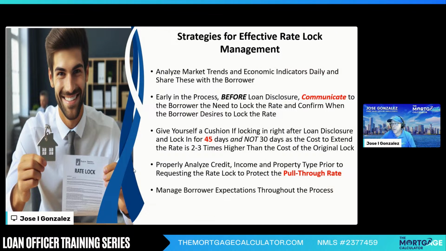Make sure now, again, when you do lock it in, that you've properly analyzed credit, income, property type to protect the pull through rate. Why do I say that? Because if now all of a sudden things change on the file, especially this happens with the income, or the property value comes in different, now the LTV changes or the DTI changes. Maybe it's a DSCR loan. Now you drop from a 1.25 DSCR to a 1 DSCR. Now you have different interest rates or different costs. So again, make sure that you have the file set up properly and it doesn't get torn apart in underwriting, and you end up with a different loan.